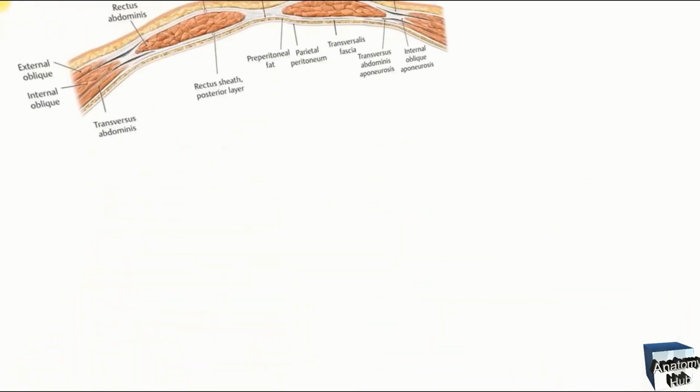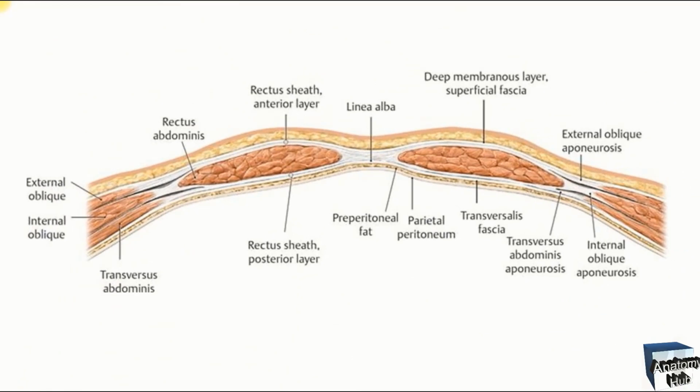So here you can see how the rectus sheath forms. Here you will find the external oblique. This is the outer layer and this is the inner layer towards the abdominal cavity. Here you'll find the skin, the superficial fascia, the Camper's fascia, and the Scarpa's fascia over here.